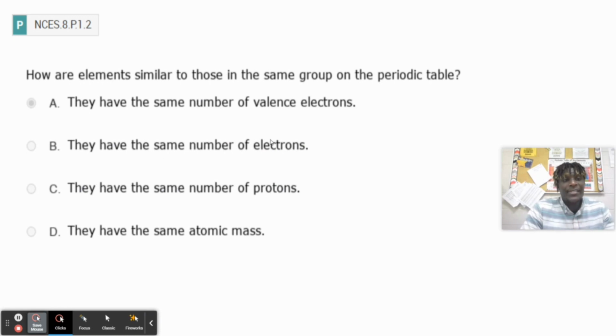Let's now look at some questions that you might see. How are elements similar to those in the same group on the periodic table? And as you can see, the answer is A. They have the same number of valence electrons. So as we said earlier, once you are in the same group, you have the same valence electrons, and you react similarly, okay?